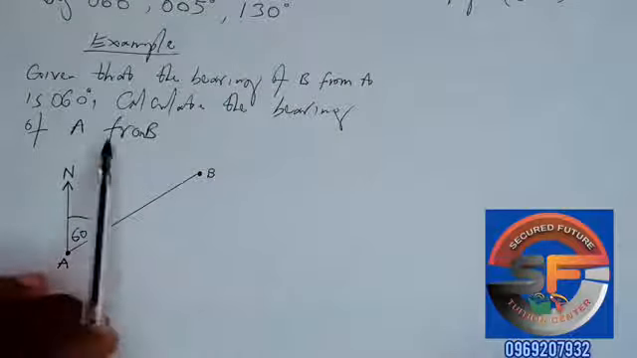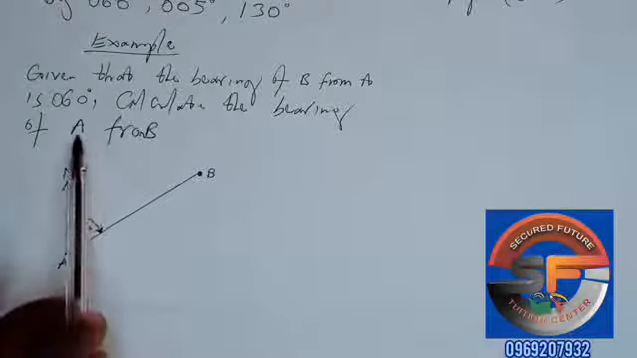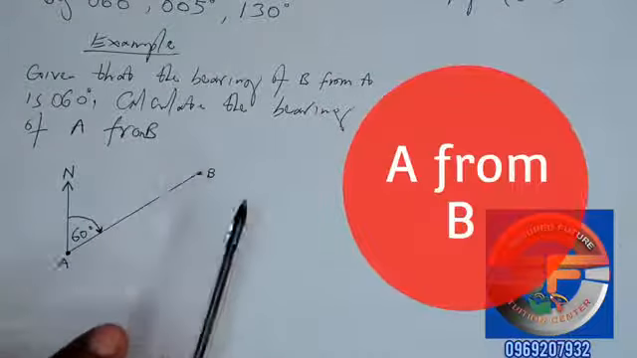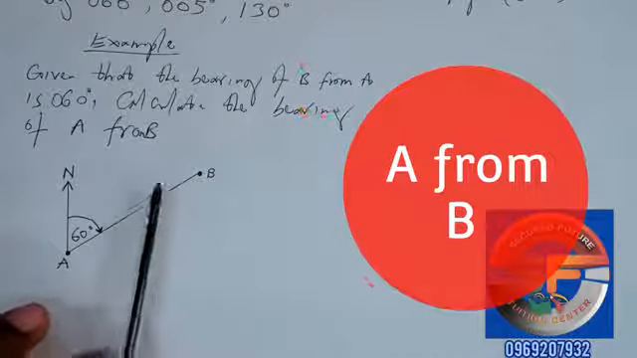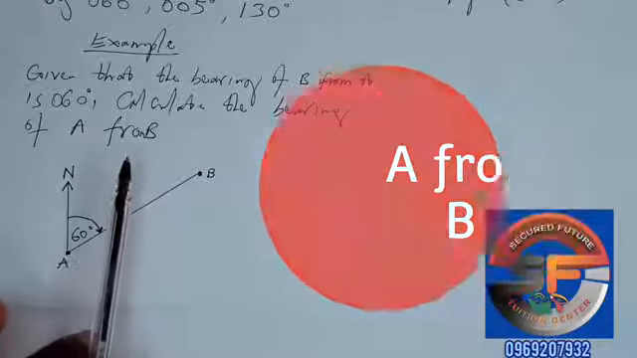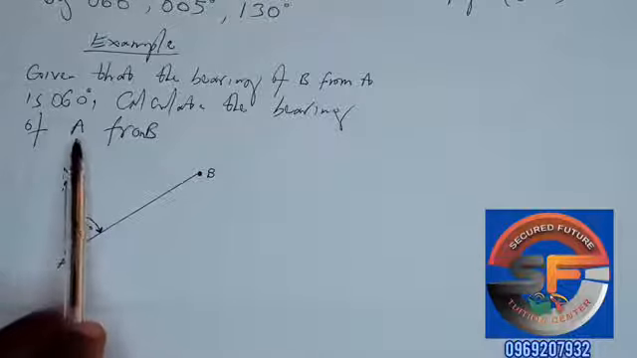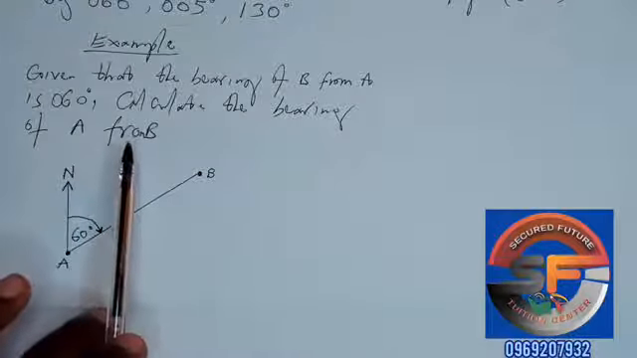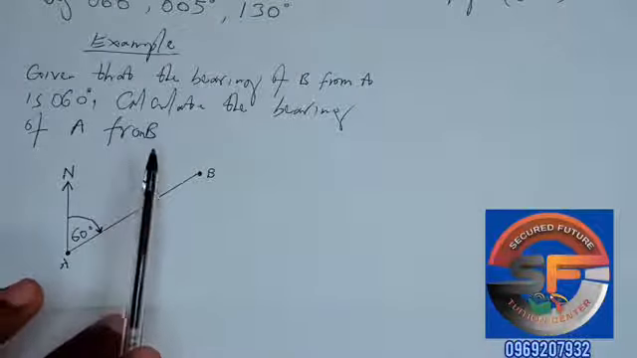So for this case also, this is the same. They are saying find the bearing of A from B. So where should you be first? You must be at B because it's saying from B. So that is the very important concept to understand. If they're saying from B, the first thing you do, go to B. Why? Because it's saying from B.